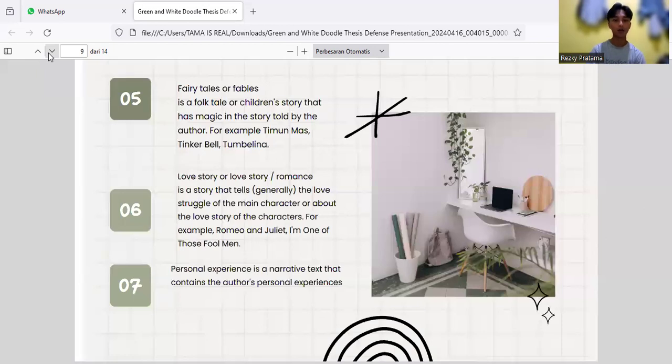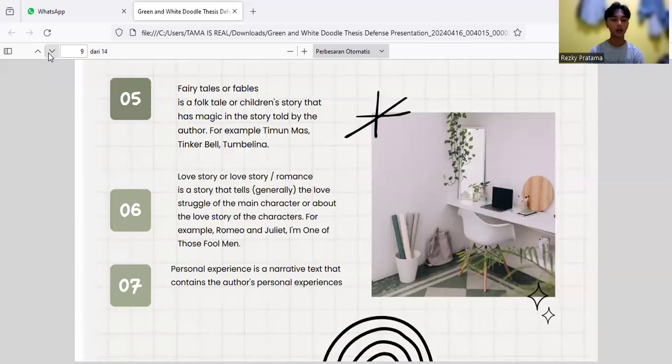Number five, about fairy tales. It's a folk tale or children's story that has magic in the story told by the author. For example, Timun Mas, Tinkerbell, or Thumbelina. Number six, about love story or romance. It's a story that tells generally about the love struggle of the main character or about the love story of the characters. For example, Romeo and Juliet.